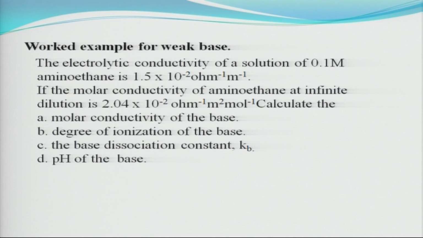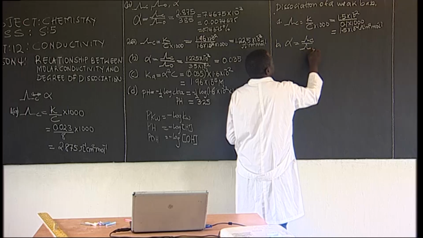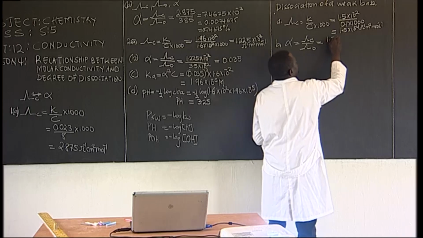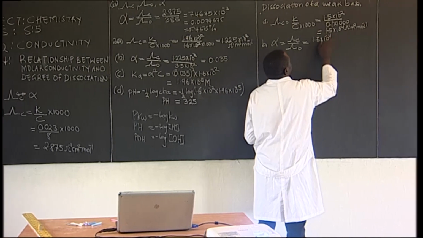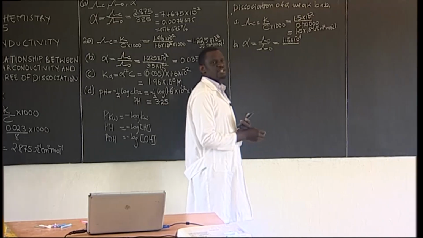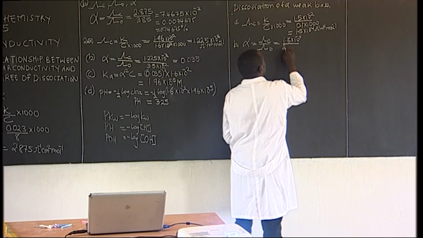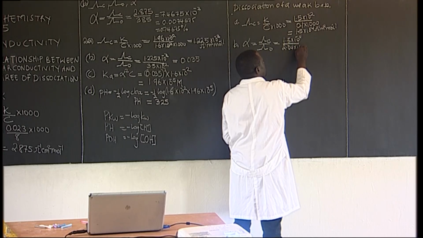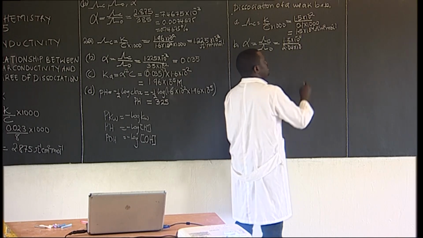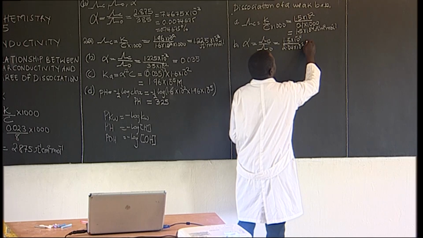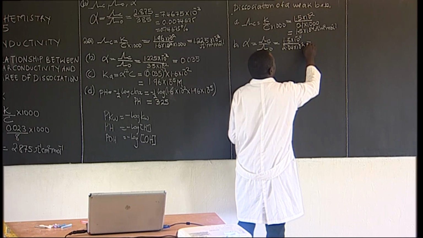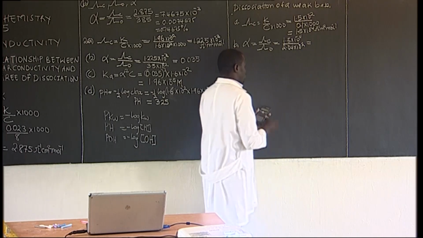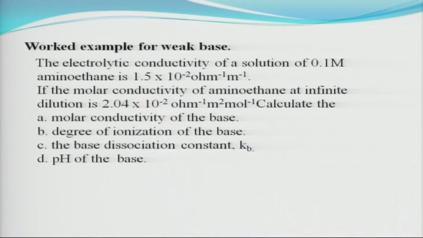So now we're going to talk about the degree of ionization of a weak base. It's the same, we don't change. So we have our 1.5 times 10 to the power negative 4 divided by the molar conductivity at infinite dilution, which is 2.04 times 10 to the power negative 2. So we have divide by 10 to the power negative 2.